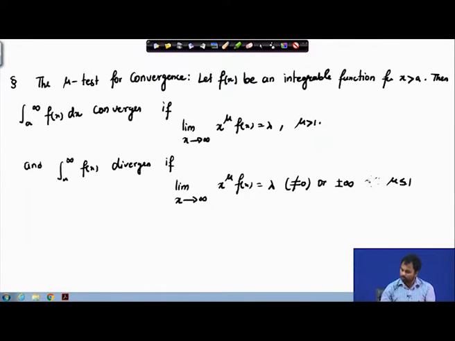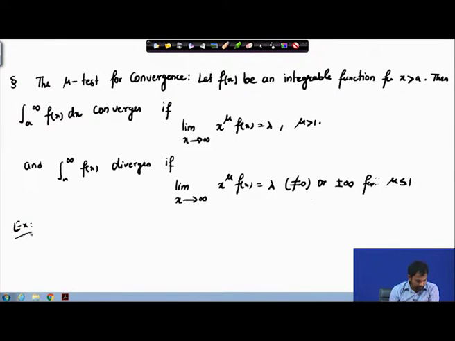So, if mu is greater than 1, then for this limit we can say that the given improper integral is convergent. If mu is less than or equal to 1, but we are still getting a non-zero limit, then in that case the given integral is divergent. Let us see a few examples where we can talk about the convergence of the given improper integral.